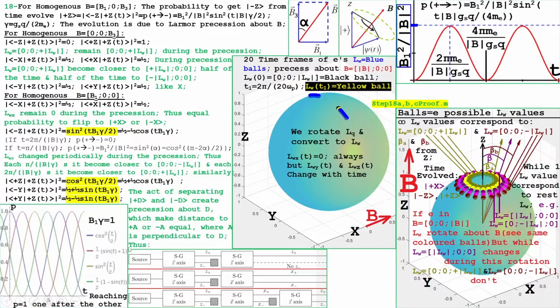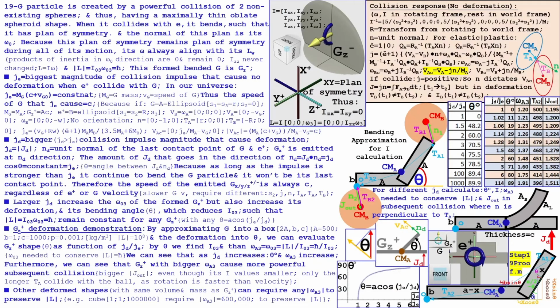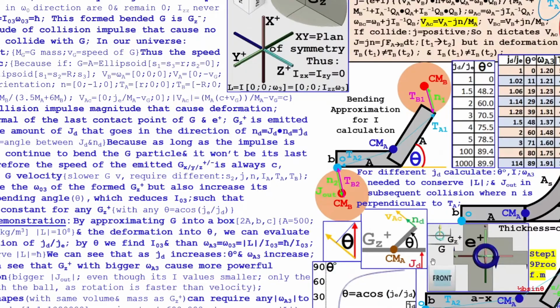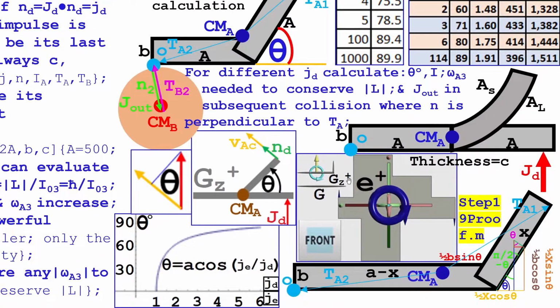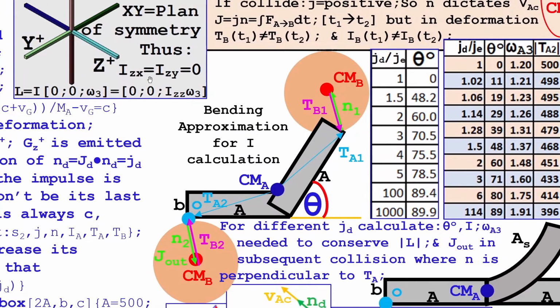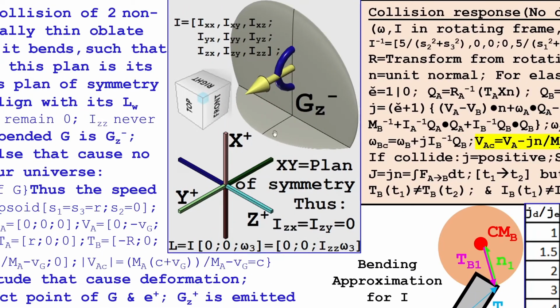An indelicate Larmor precession can also contribute to the equal separation pattern observed when applying consecutive perpendicular Stern-Gerlach apparatus. Step 19. G particle is created by a powerful collision of 2 non-existing spheres, and thus has a maximally thin oblate spheroid shape. When G particle collides with a positron, it bends, such that it has a plane of symmetry, where the normal of this plane is its angular velocity. Thus, its angular velocity aligns with its angular momentum.